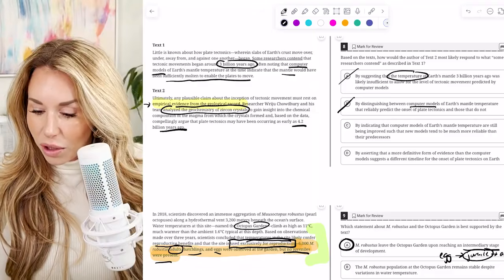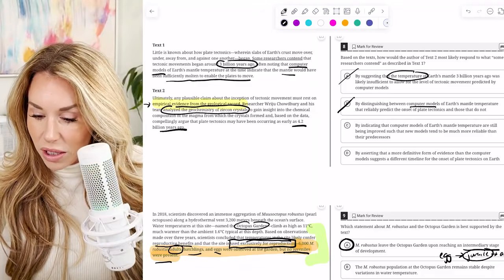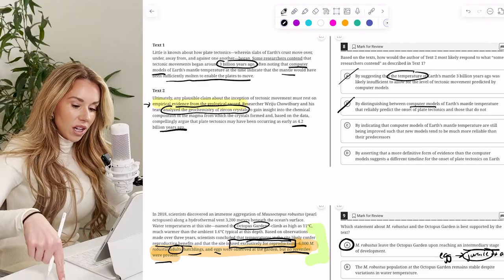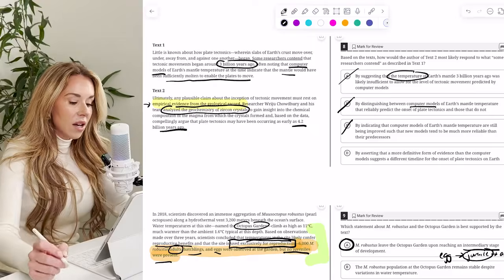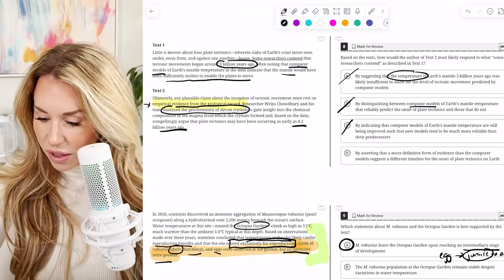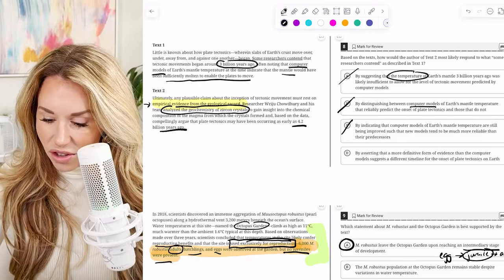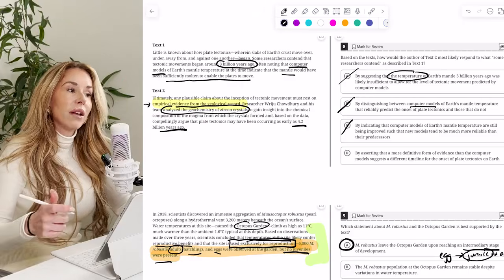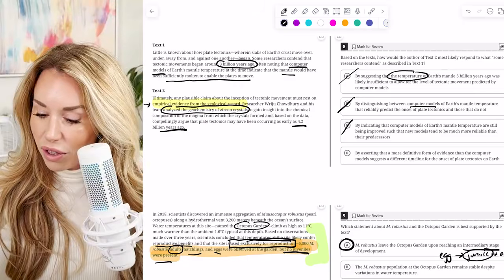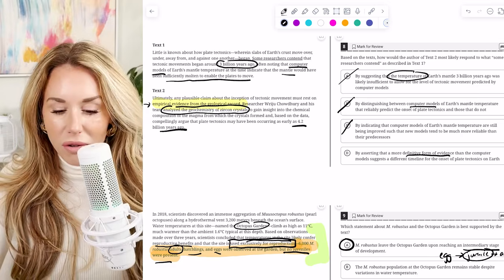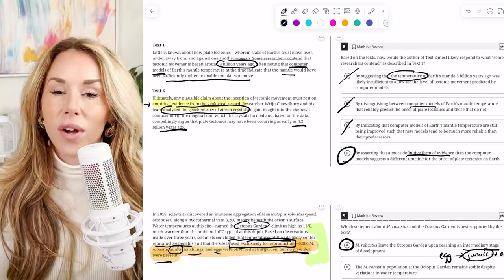They said the geological record. C, by indicating that computer models of Earth's mantle temperature are still being improved such that new models tend to be much more reliable than their predecessors. No, same thing as B. D says by asserting that a more definitive form of evidence than the computer models suggests a different timeline. Different timeline, 4.2 billion instead of 3 billion. And a definitive form of evidence would be the geological record from the zircon crystals. We are going to go with D.